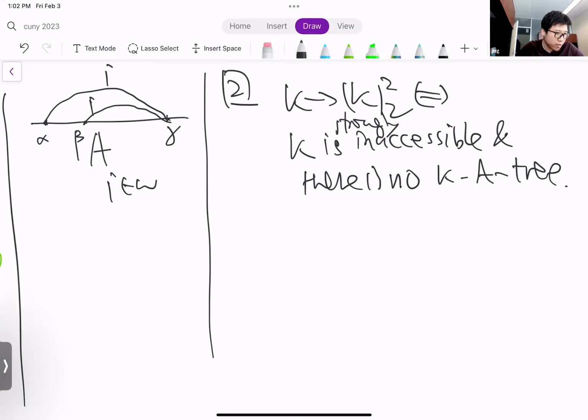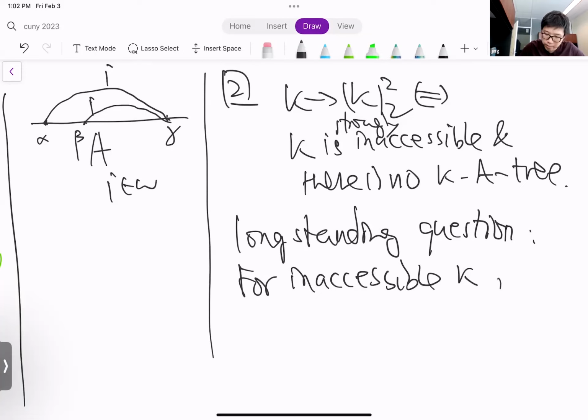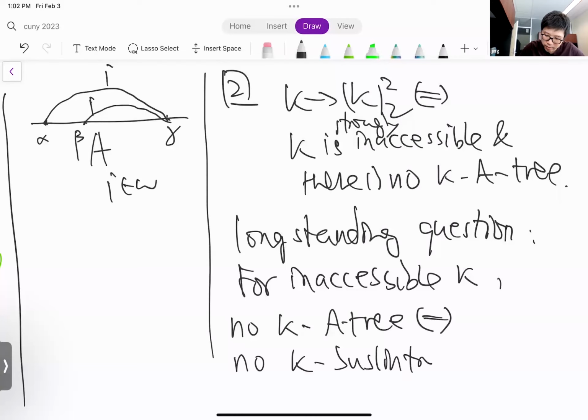And it's a long-standing question whether for inaccessible kappa, having no kappa Aronszajn tree is the same as having no kappa Suslin tree. Right, so we know that if we go to omega 1, then they're different. I mean, at omega 1, there's always omega 2.